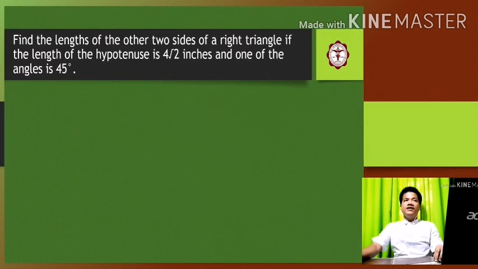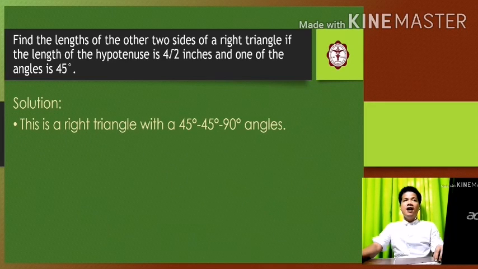Find the length of the other two sides of a right triangle if the length of the hypotenuse is 4 square root of 2 inches and one of the angles is 45. Solution. This is a right triangle with 45, 45, 90 angles.